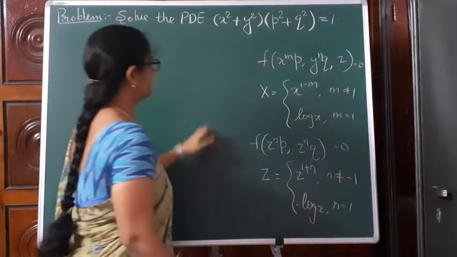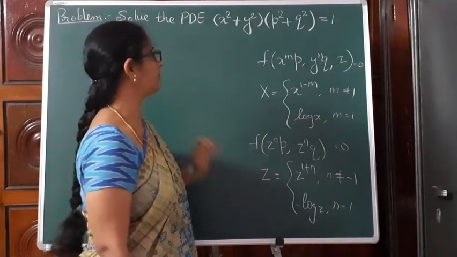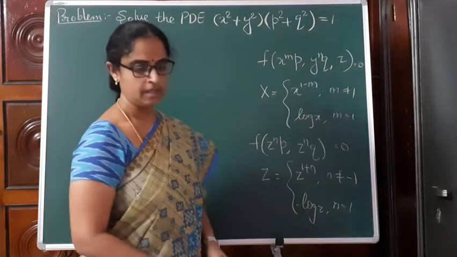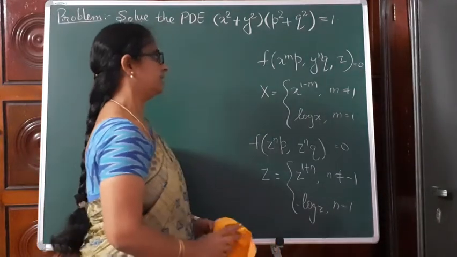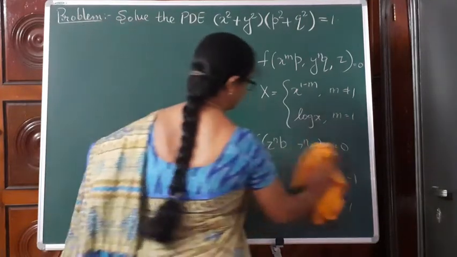But when we come to this equation, it is not in any of these forms. Here we cannot separate xy terms and pq terms. So we have to take a special substitution here to reduce it into standard forms.